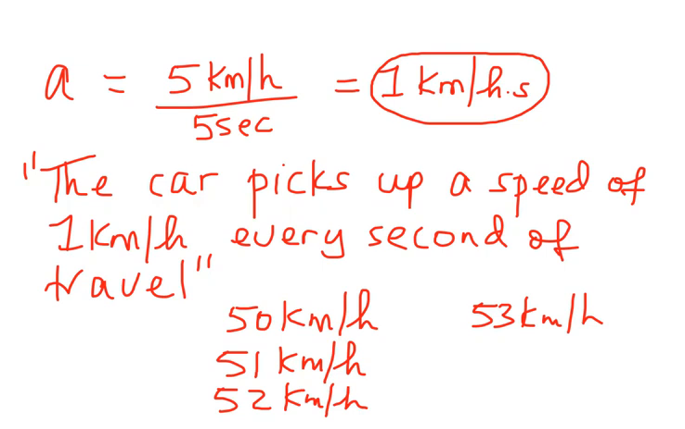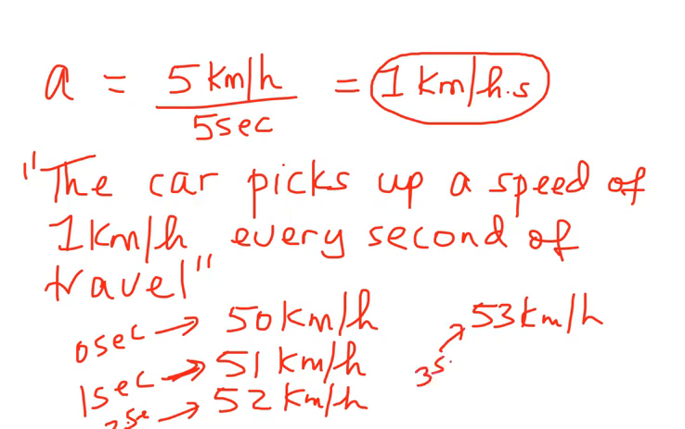So it will be 0 seconds here, that's initially, and then after 1 second of travel, you got this, and after 2 seconds of travel here, and then here will be after 3 seconds of travel. So every second you are adding 1 kilometer per hour to the speed. So this is just an example, and the meaning of acceleration is very important for you to understand. All right, so let's see.